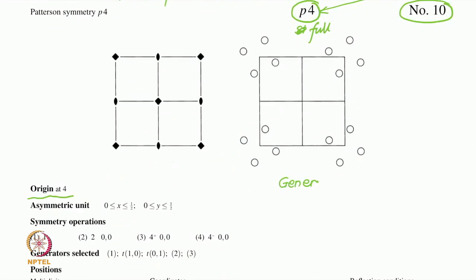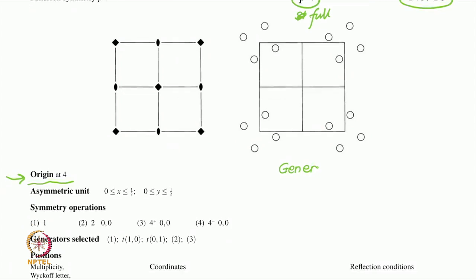Origin at 4. See, we have seen that for any given pattern, we can select the origin arbitrarily. In a two-dimensional pattern, what point you choose as your origin, you have seen in your exercises also, is your choice. So you are free. But the International Tables recommends, if you want to follow it, that you choose your origin at some nice symmetric place. I could have chosen the origin at 2 also. That's also a symmetry location. But it recommends that you select the origin at a higher symmetry location, at 4.